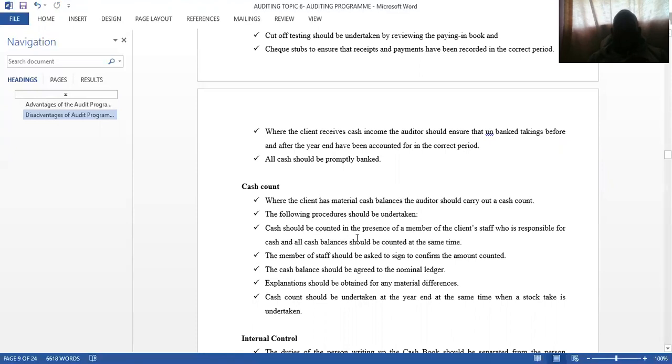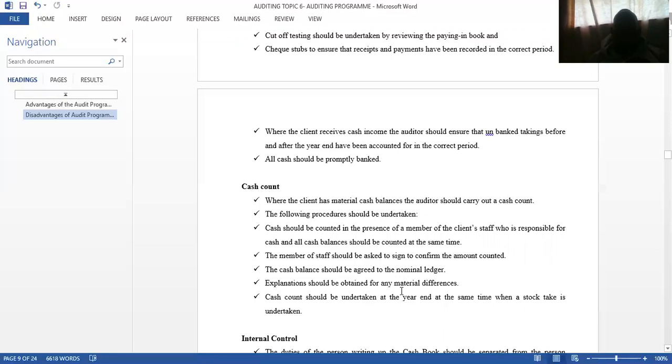Cash should be counted in the presence of the member of staff who is responsible for cash, and all cash balances should be counted at the same time. Have the person who maintains that particular cash box present when the money is being counted, and as you confirm how it was received and how it has been spent, the member of staff should be asked to sign to confirm the amount counted, so that the auditor does not shoulder the blame if some money is lost and you are told you are the one who took it. The cash balance should be agreed to the nominal ledger.